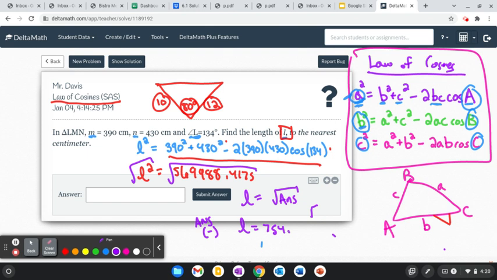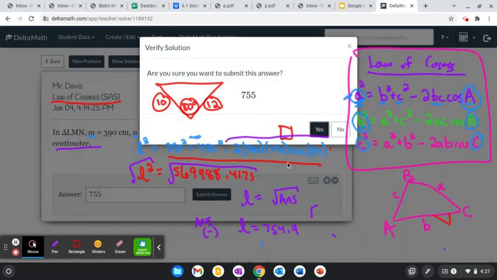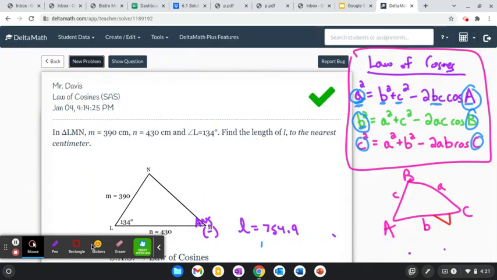We're asked to find the length to the nearest centimeter. So that means we're going to round to the nearest whole number. We've got 754.97, so the nearest whole number is going to round up to 755. And it seems kind of reasonable because the angle that it's opposite of is 134, which is a really big angle for a triangle, and this is significantly bigger than our other two sides. So it seems like a reasonable answer. And there we go.